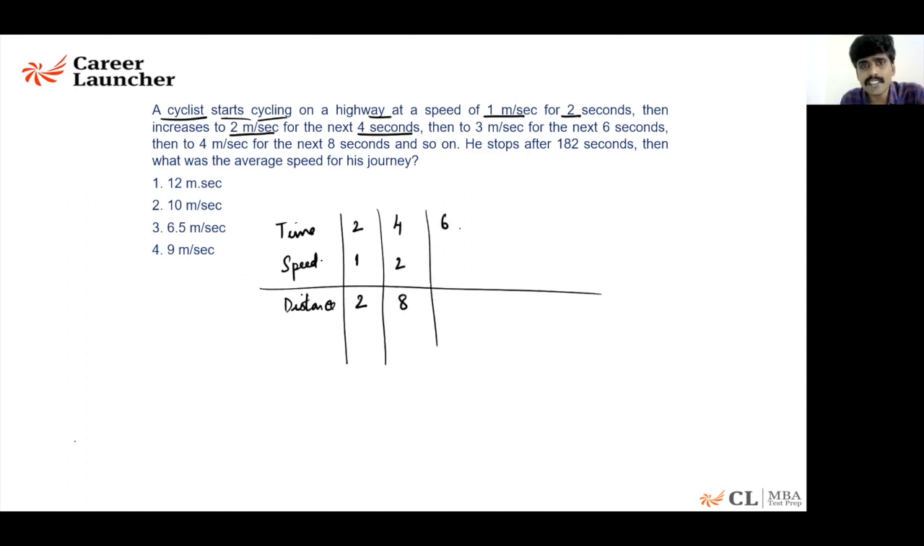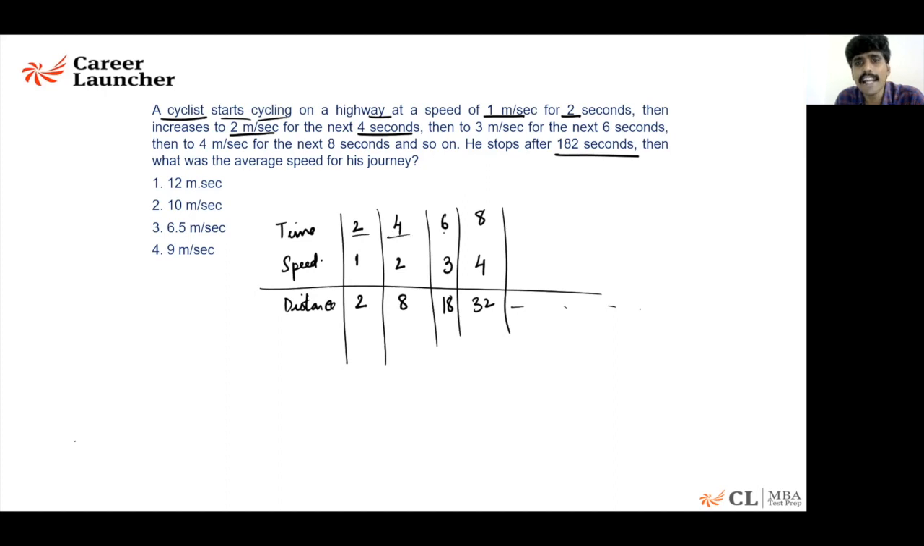The next 6 seconds, your speed is 3. As a result, the distance traveled is 18. Next 8 seconds, your speed is 4. Distance traveled is 32, and so on. That is how we are going, right? He stops after 182 seconds.